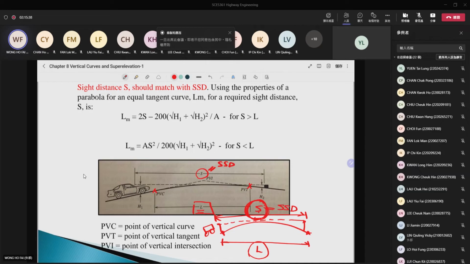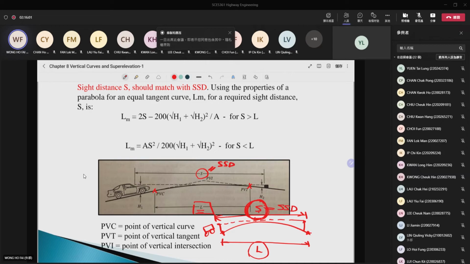When S is larger than L, then you will use the first equation to find the minimum vertical curve length, Lm. When S is smaller than L, that means the sight distance is smaller than the length of the vertical curve, then you will use the second equation.